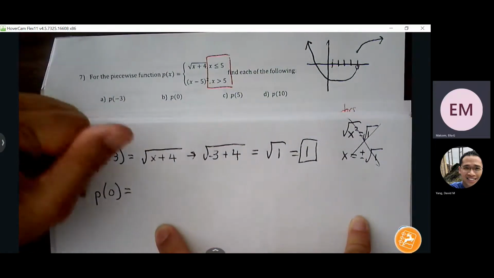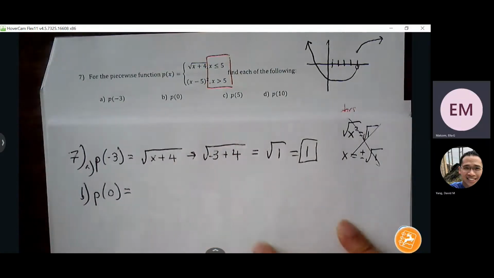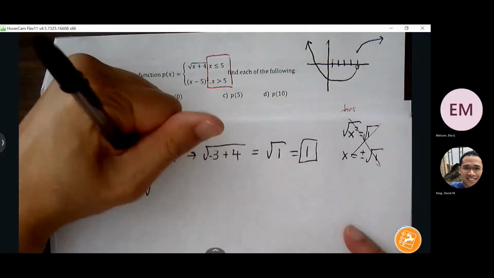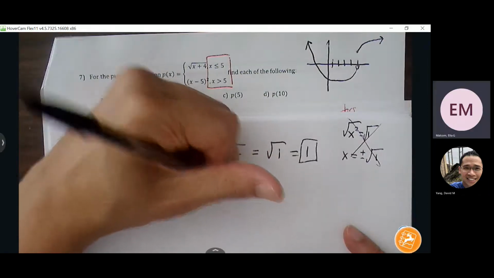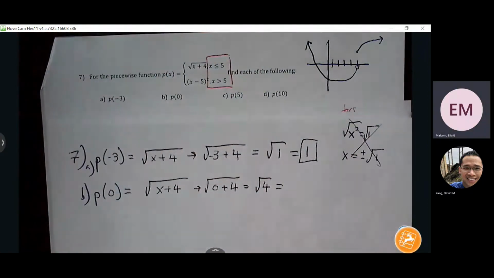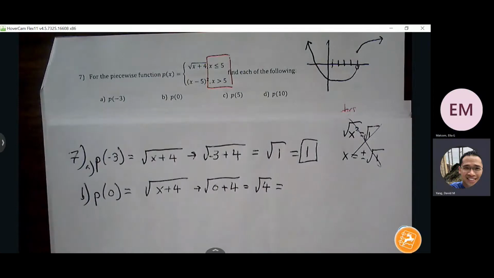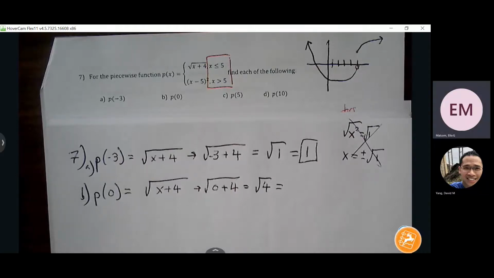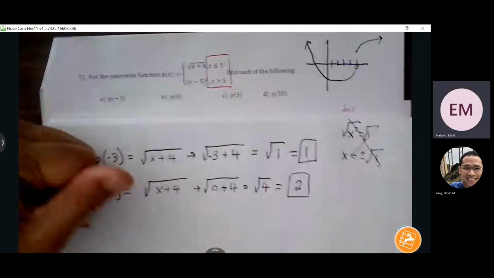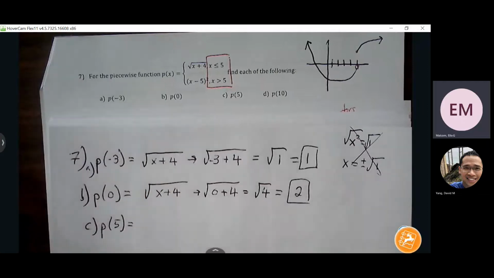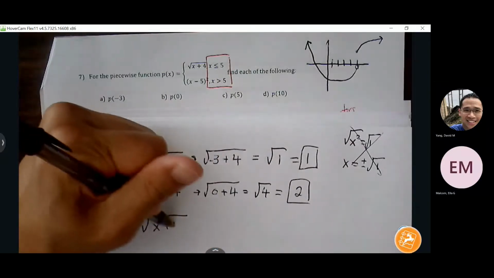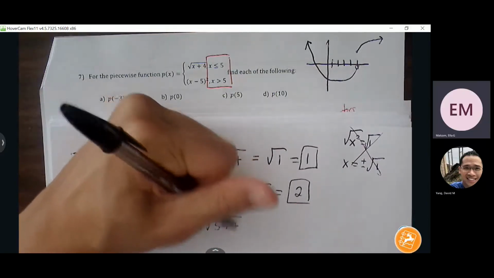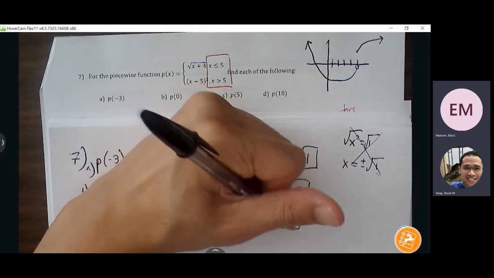So B, since x is 0, we're going to use the same equation, x plus 4: root of 0 plus 4 equals root 4, which is 2. Okay. For P is 5, I'm going to use the same thing again, because of that equal sign. So that's root 9, and then 3.